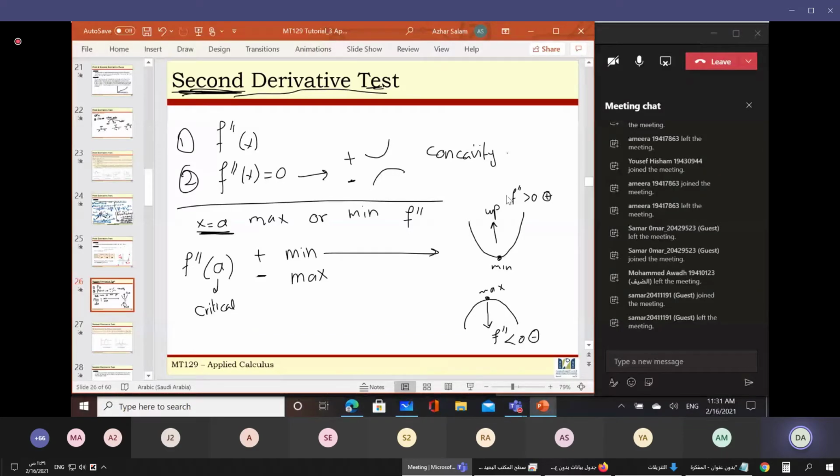Of course, this test could fail. If I have, for example, f double dash at this point equals 0, the test fails. For example, for the function x to the power 3, at x equal to 0, it will be a critical point, but neither maximum nor minimum. I can't use the second derivative test.